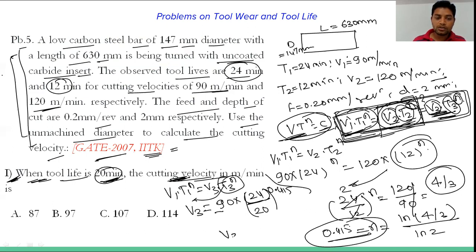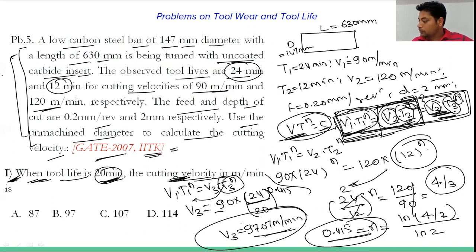ठीक है, तो यहाँ से जो V3 मिलेगा आपको when you calculate it, what I'm getting is the value 97.07 meter per minute. Okay, so this is the value that I'm getting. So if you take the approximate value, this will be 97 meter per minute. Okay, so the option will be B.